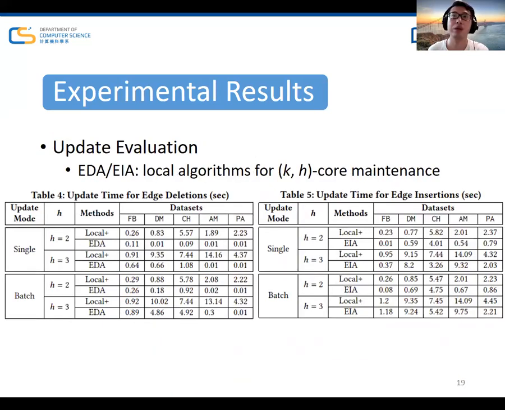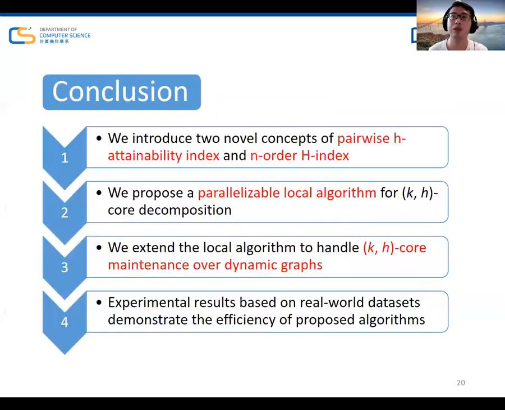Then we evaluated the efficiency of our proposed updating algorithms for (k,h)-core maintenance over dynamic graphs. Here, Local+ represents the method that performs (k,h)-core decomposition from scratch. We can observe that our proposed dynamic update algorithms, that is EDA and EIA, are much faster than Local+, achieving 1 to 2 orders of magnitude of improvement.